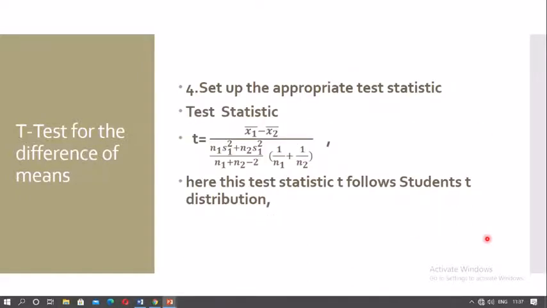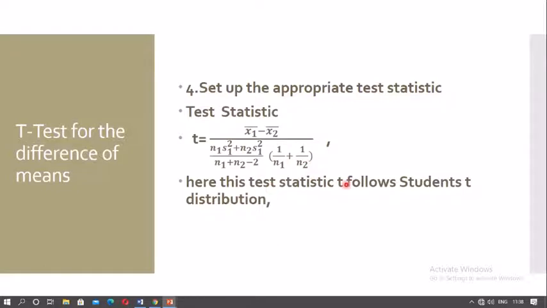Now the fourth step is to find the t statistic. The t statistic is given as x1 bar minus x2 bar, the whole divided by the square root of n1 s1 square plus n2 s2 square divided by n1 plus n2 minus 2, multiplied by 1 by n1 plus 1 by n2.